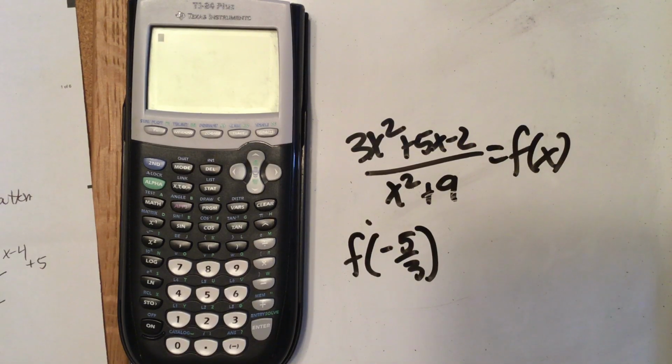Okay, in this video, we're going to look at using the store function and the alpha y equals with fractions. This one is not possible on the 83. There is no alpha y equals. You can use the store function, you just have to write the fraction in yourself.